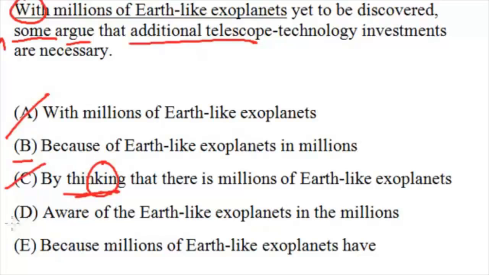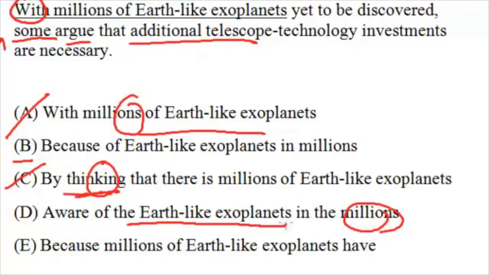What about D? D is actually pretty good. It says, aware of the Earth-like exoplanets in the millions. So who is aware? The people. Some over here, right? But the thing is, the original sentence, remember, try to stick to the original sentence as best as possible. It says there's millions of Earth-like planets. That's the original idea, millions. But over here, the millions is put so far away, it loses the effect, right? It says, aware of the Earth-like exoplanet. That's the main idea. This is the prepositional phrase that's modifying this part over here, right? So you need to put millions in the front, and the millions of what? Planets, right? So it can't be D.